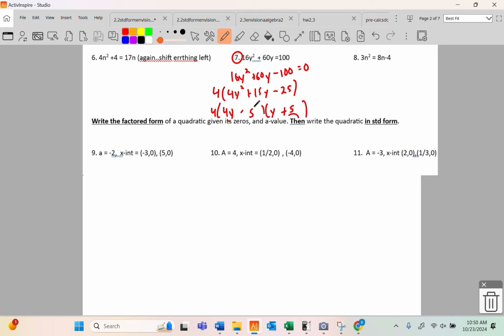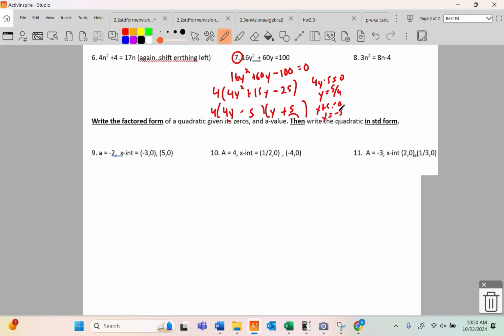And then I just use the ZPP. I'll have a 4y minus a 5 equal to 0. Add 5, divide by 4, y is 5 quarters. And then I have y plus 5 is 0. Subtract 5, y is negative 5.